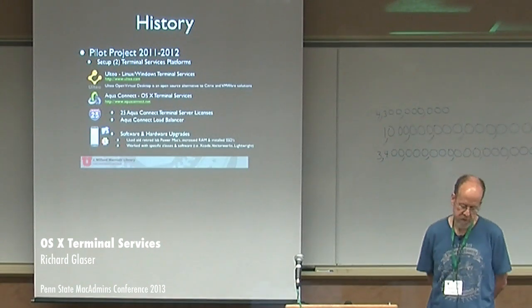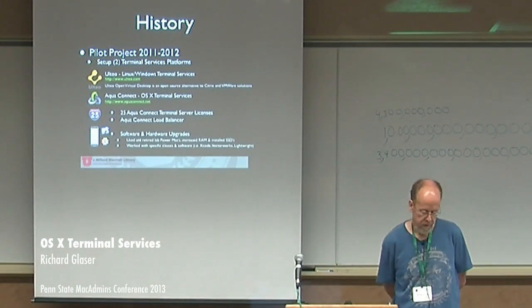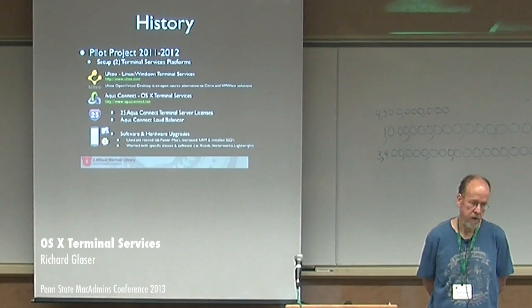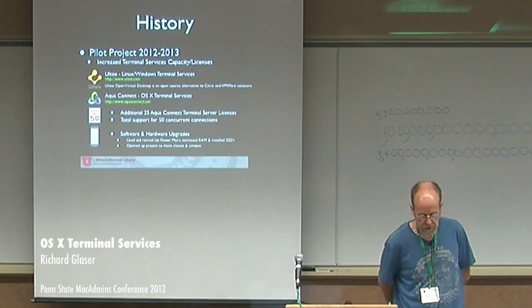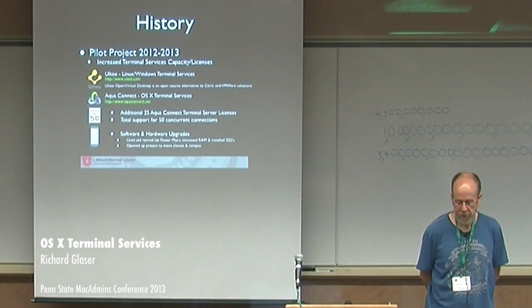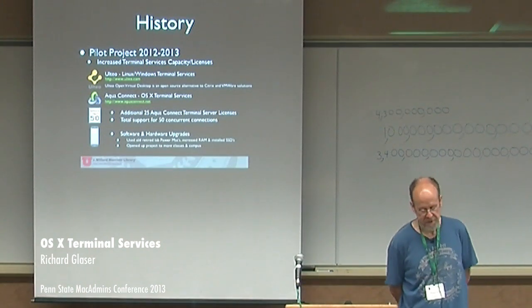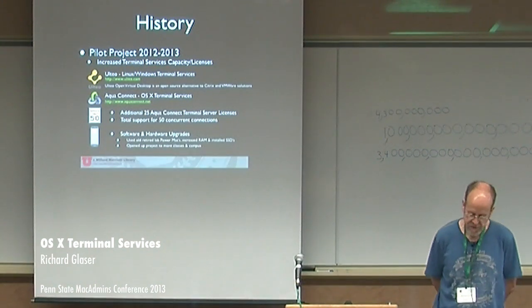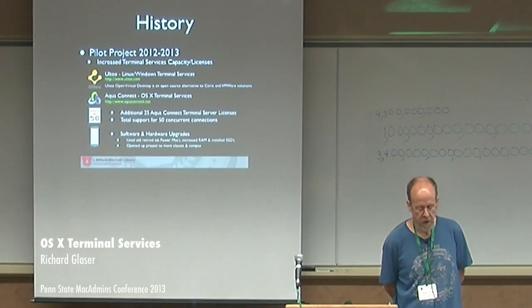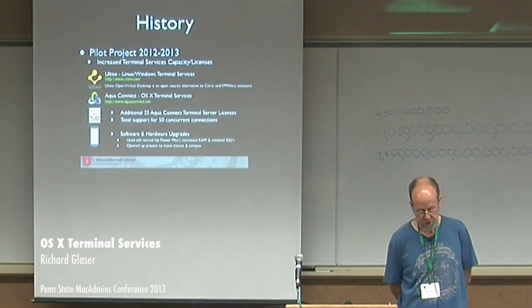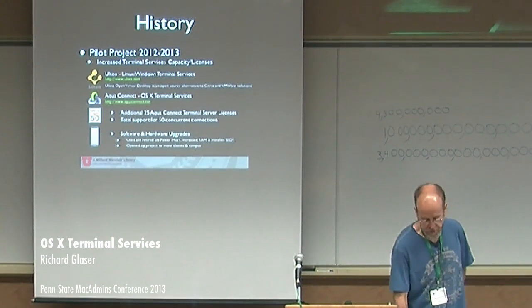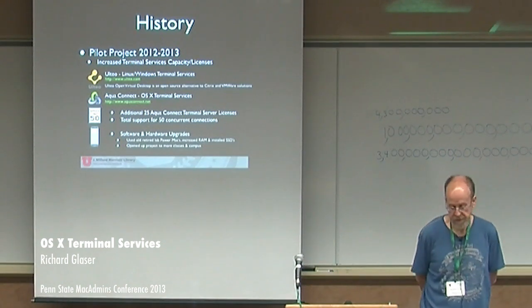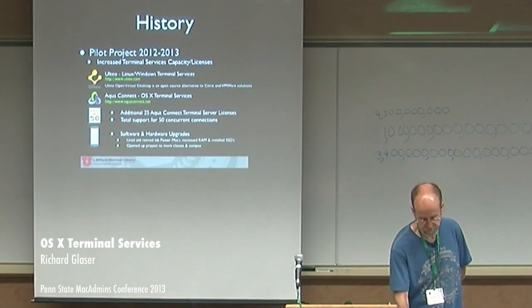We worked with specific classes and software to test if it would be a working, supportable environment. That was pretty successful, so we had more funding. In 2012, we decided to increase the licenses by another 25, so we're currently supporting 50 concurrent users. Again, we used retired Power Macs, increased the RAM and SSDs, and we opened it up to more classes and more portions of the campus.